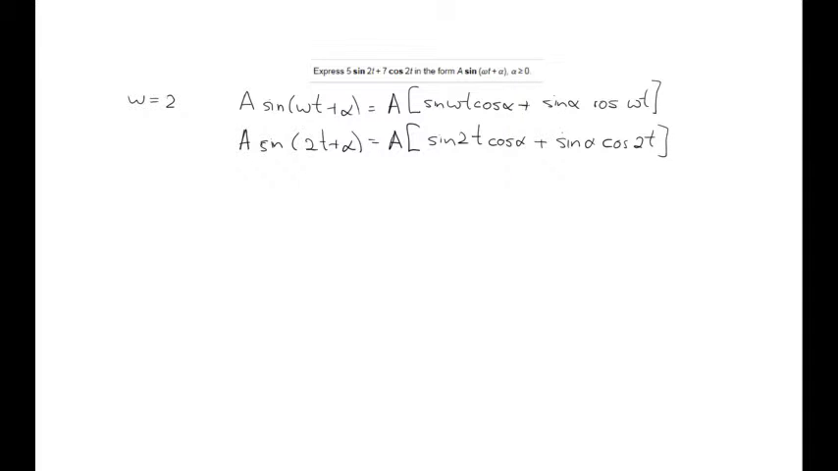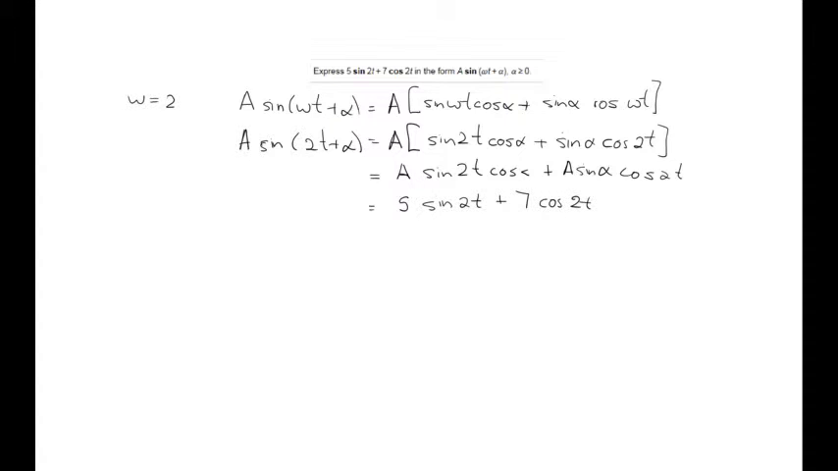And let's compare that with what we actually have. What I'm doing is multiplying out the brackets first: a sine 2t cos alpha plus a sine alpha cos 2t. Now I'm going to compare that with what we have, which is 5 sine 2t plus 7 cos 2t.